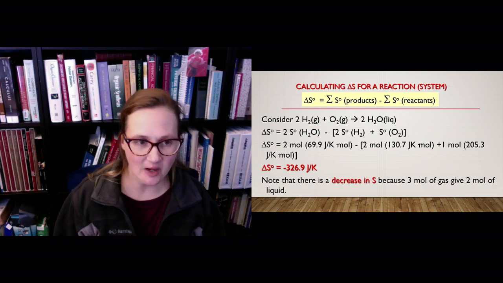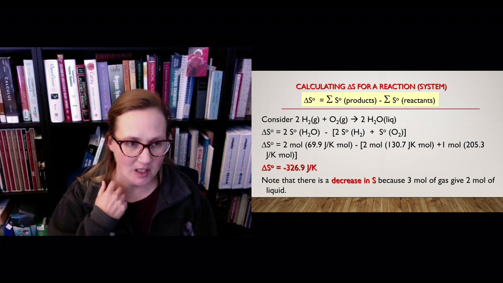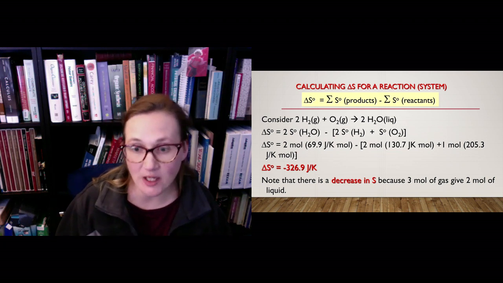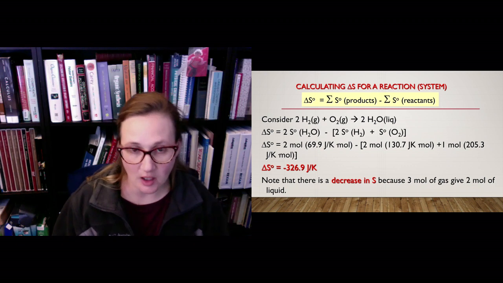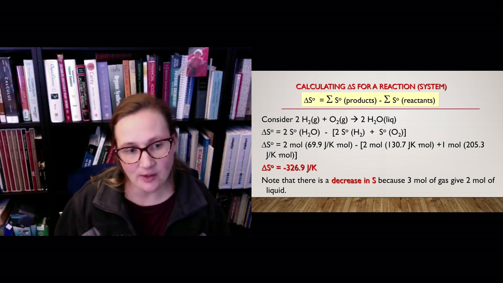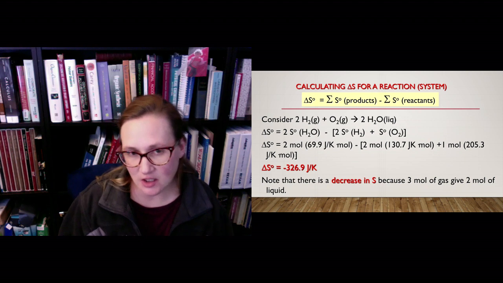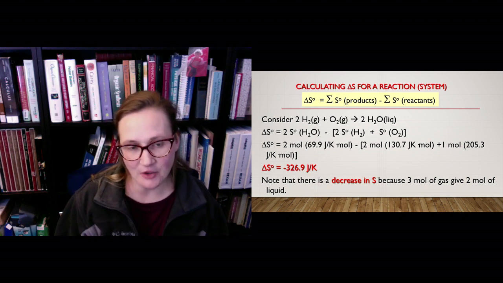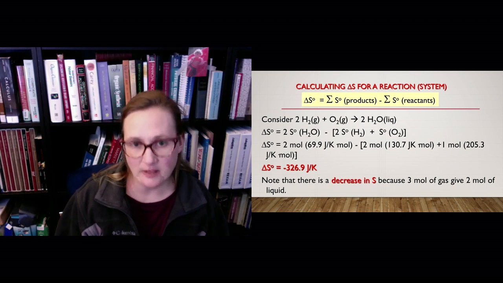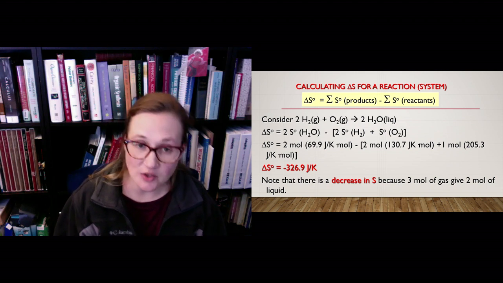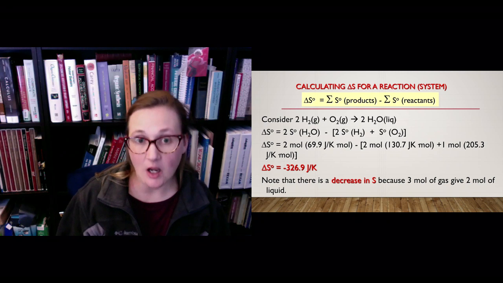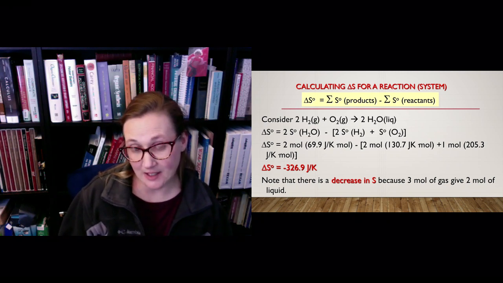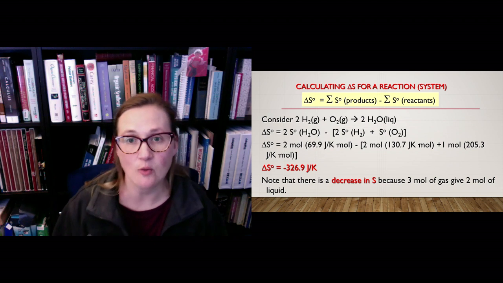And if we think about that, what's happening here is we have 3 molecules of gas that are forming 2 molecules of liquid. So we would expect that the entropy of this reaction is decreasing because gas molecules have more entropy than liquid molecules, and we're also decreasing the number of molecules as we go to product. So we would expect a decreasing entropy, and that's exactly what we see.